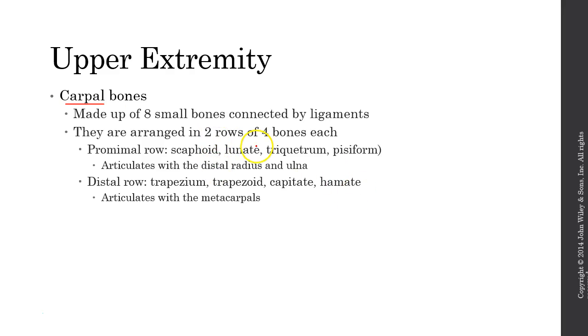Okay, we have 2 rows of 4 bones. The proximal row is scaphoid, lunate, triquetrum, and pisiform. These are articulating with the distal radius and ulna. The distal row of carpal bones are trapezium, trapezoid, capitate, and hamate. They articulate with the metacarpals of the hand.